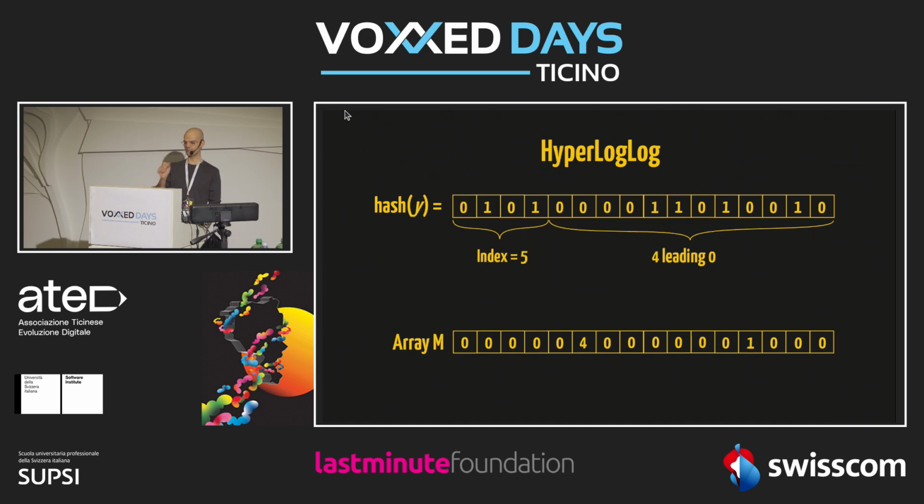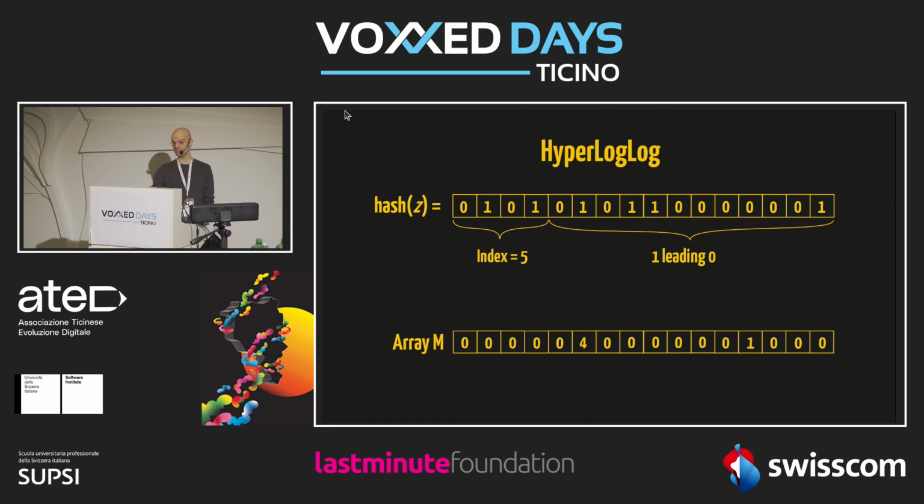Y, the first 4 bits map to the index 5. So I will put that value into the 5th index of the array. And we have 4 leading zeros, and so I will write 4 in there. And then I hash z.